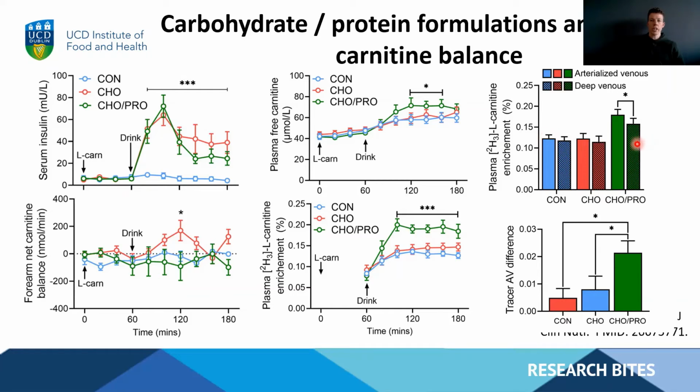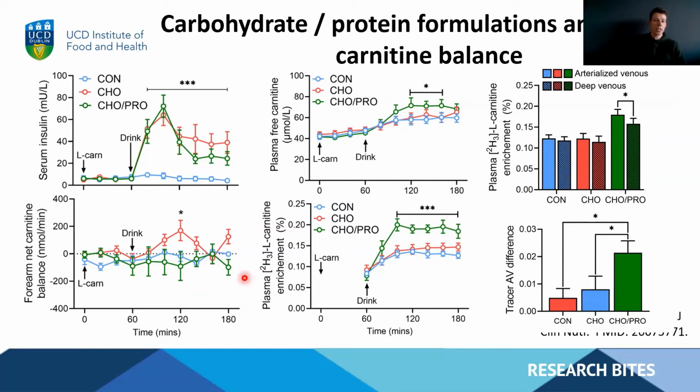Now, in the protein trial, you can actually see that the venous concentration of the tracer is lower than the arterialized venous concentration. And this is significantly higher than the carbohydrate or the control groups. Now, again, because we expect the tracer to be handled in exactly the same way as the cold carnitine, the only way you can see a dilution of the tracer in the venous blood is if there's unlabeled endogenous carnitine being shunted out of the muscle. So it looks as though what's happening here is, for some reason, when we give protein, you're increasing the carnitine efflux from the muscle bed.